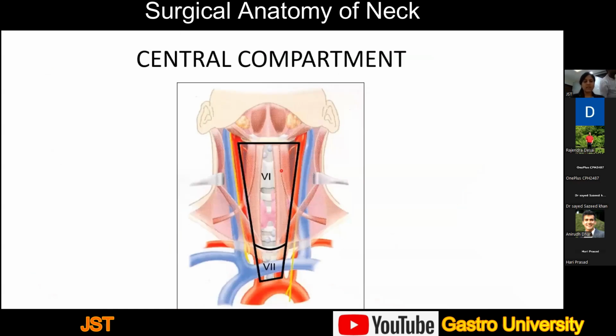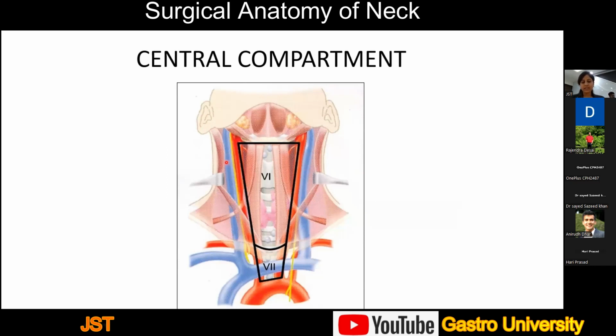Okay. Now, level 6 group of lymph nodes is the central compartment. Now, the central compartment is between the carotid on either side, a hyoid superiorly, and innominate arteries inferiorly. It is amazing how a hyoid has become a landmark to everything.